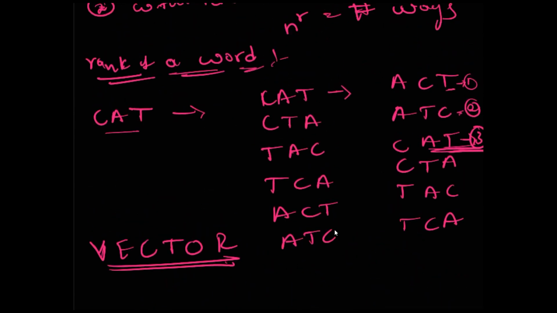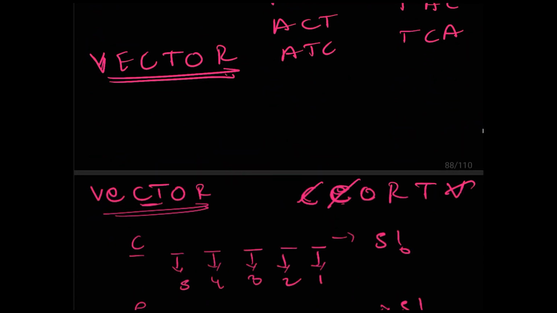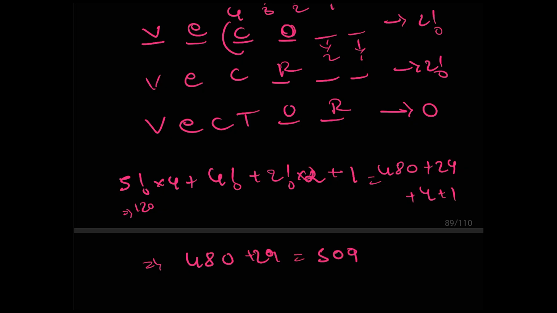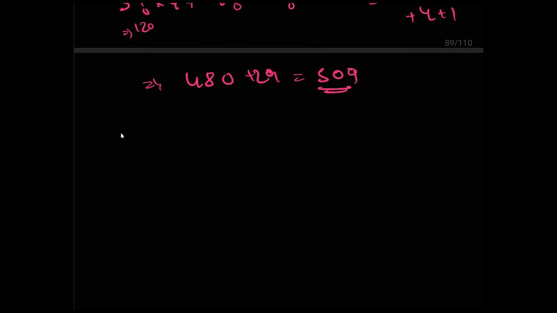Since see, the number of words above CAT are 2, but the rank is 3. So we should add 1. We will get the rank of VECTOR as 5 factorial, 5 fours are 20, 20 into 6, 120. 120 into 4, 480, plus 4 factorial, 24, plus 2 factorial into 2, 4, plus 1. That is 480 plus 29, 509. Therefore, the rank of the word VECTOR is 509.